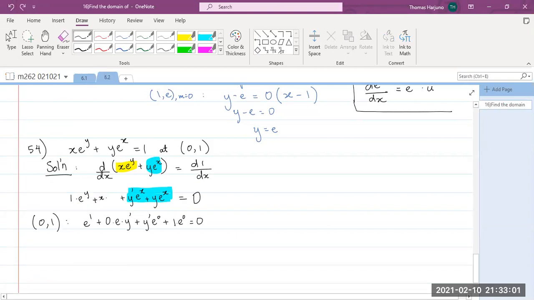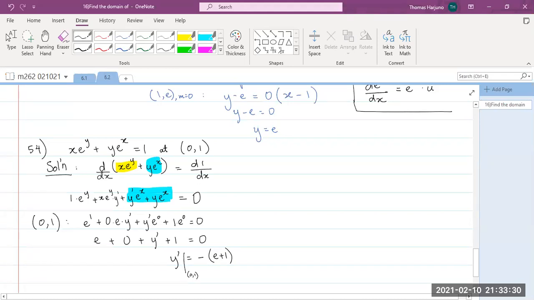The derivative of e to the y with respect to x is e to the y times y prime. So this is e plus 0 plus y prime plus 1 equals 0. So y prime will be negative of e plus 1. That's the slope at (0, 1).